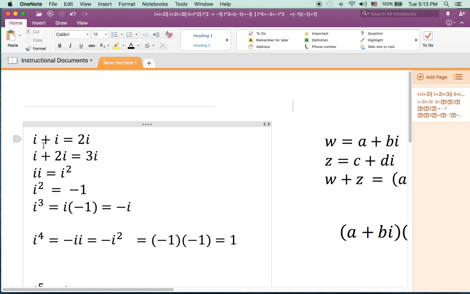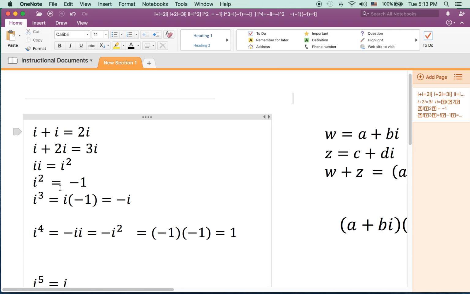When we add i to itself, we just do this like we would any other variable. i plus i equals 2i. i plus 2i equals 3i, and so on. i times i is i squared, and i squared equals -1. That's the main thing that makes complex arithmetic more complicated.